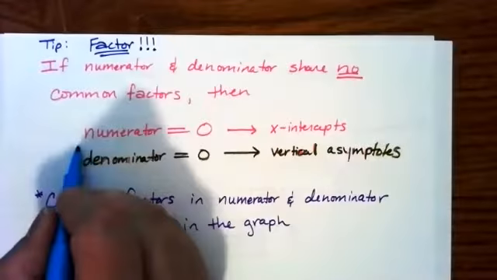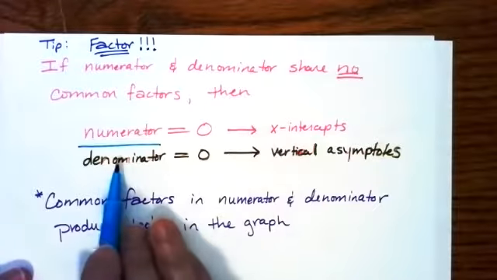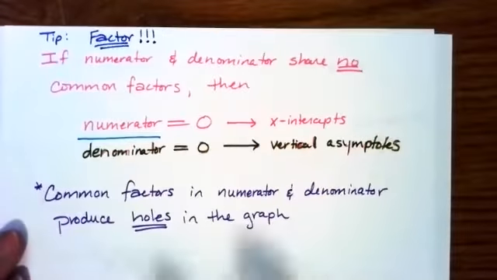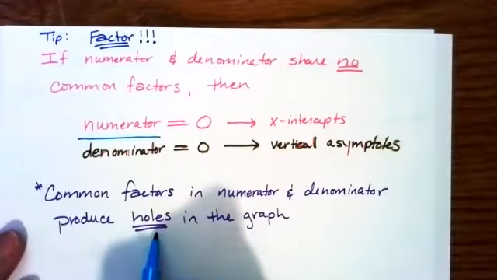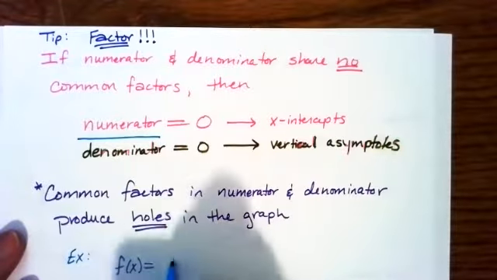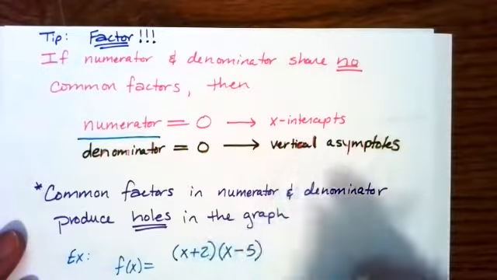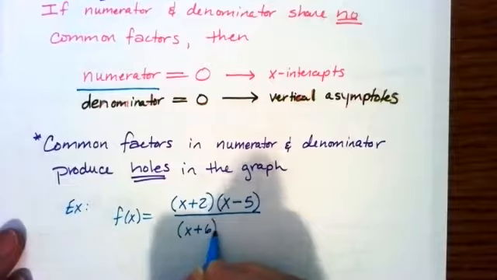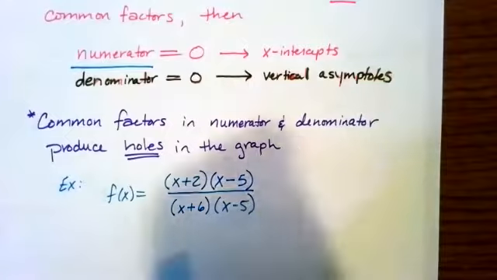Okay, so numerator over denominator, just like a fraction. Set the top equal to 0, and you'll find your X-intercepts. Set the bottom equal to 0, and you'll find your vertical asymptotes. If you do see a common factor in both the numerator and the denominator, then you're going to have holes in the graph. So keep that in mind. So for an example, if I had f of x equals x plus 2 and x minus 5, divided by x plus 6 and x minus 5, there's a repeat factor right there.